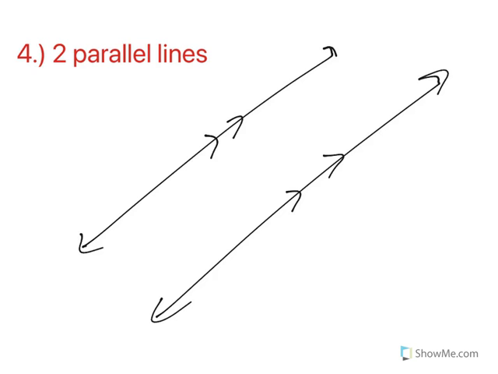Those 2 exist in a plane. All right, so that's how we identify planes, one of those 4 ways.